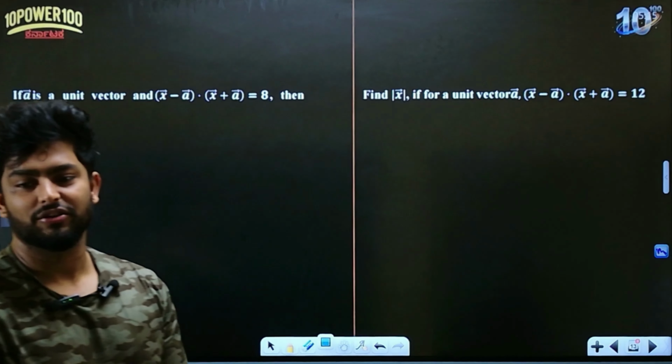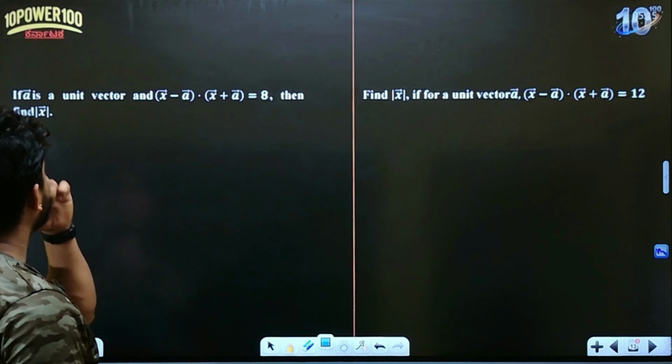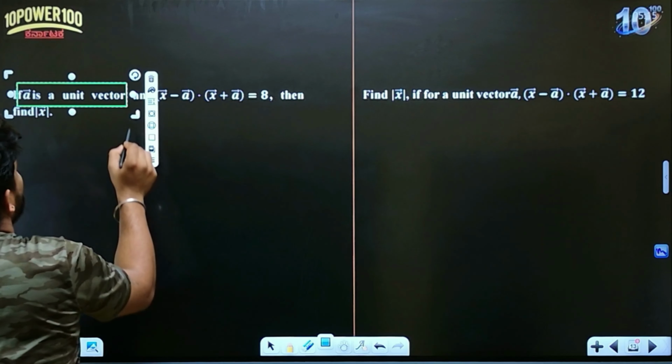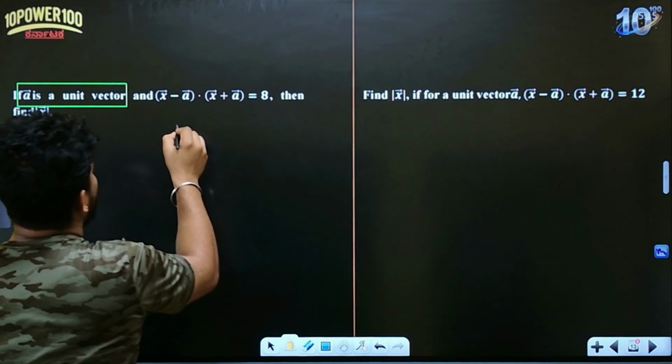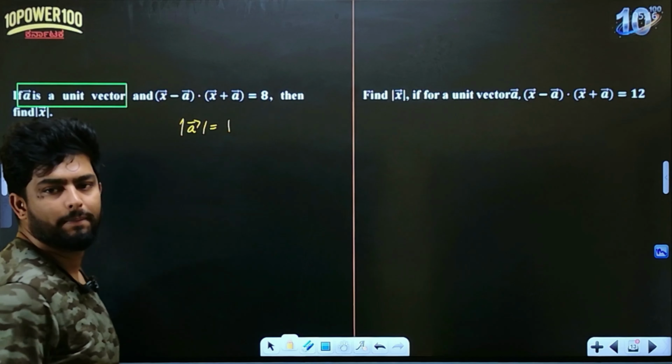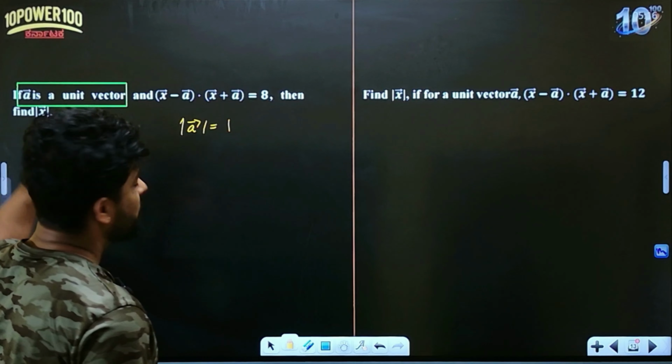Next, these questions will also be very important. If a is a unit vector, that is, a vector whose magnitude is 1, right? So a has magnitude 1. Okay, they're asking us to find the magnitude of x.